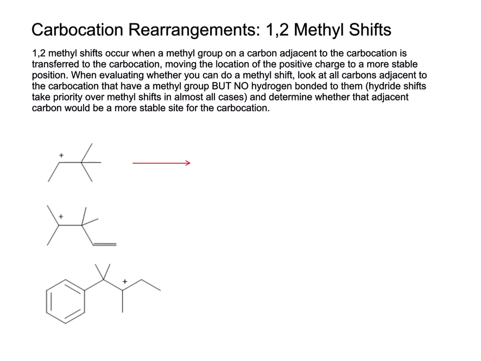In our first example, we have a secondary carbocation, and adjacent to that carbocation to the right, we have a carbon that is bonded to 3 methyl groups and no hydrogens. This looks like a perfect time to do a 1,2 methyl shift. So we're going to draw our arrow from the bond between those carbons over to that carbocation, and this is the result that we're going to get.